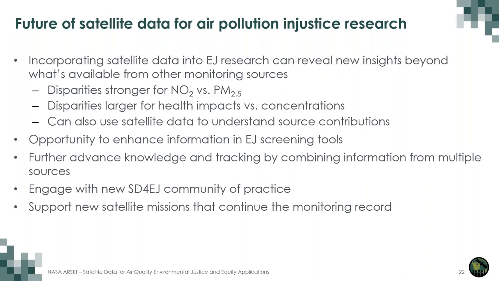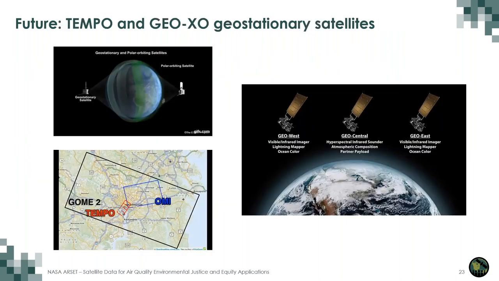And also, I wanted to say a few words about new satellite missions that are necessary to continue the monitoring record. So I mentioned most satellites right now are polar orbiting. They orbit the planet and they take a snapshot of the Earth's air once per day in the early afternoon. NASA just launched TEMPO, which is a geostationary satellite. It will hover over the United States as the world spins and take hourly measurements during the entire daytime.